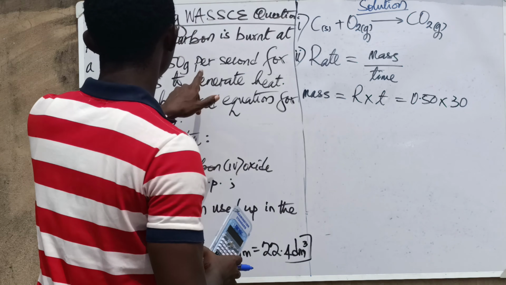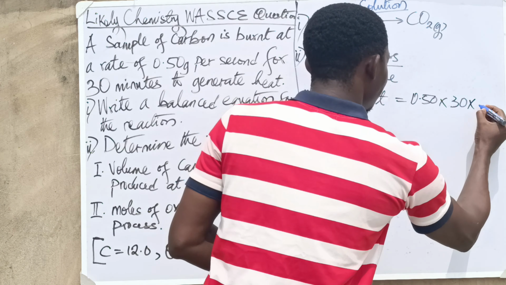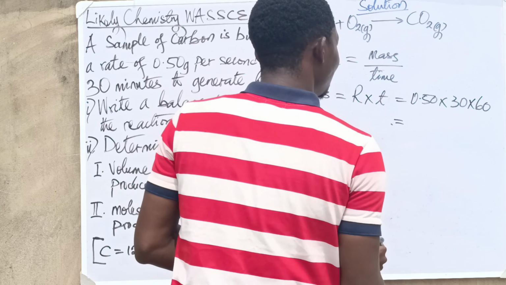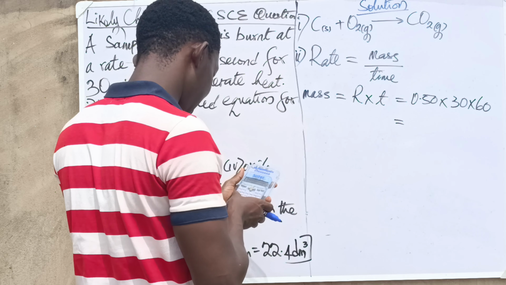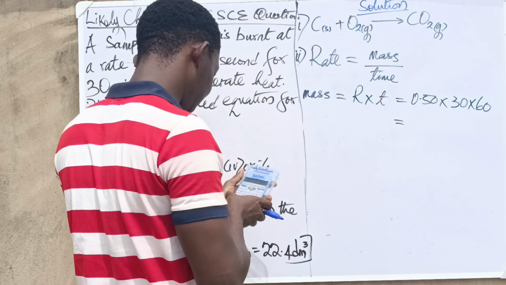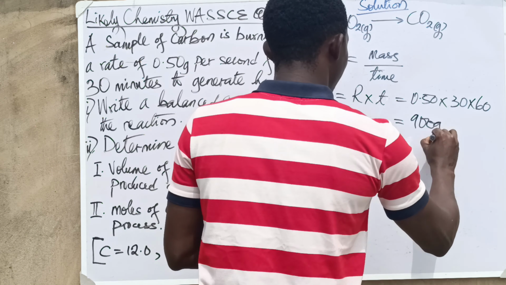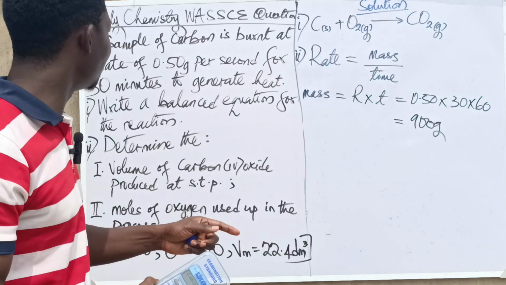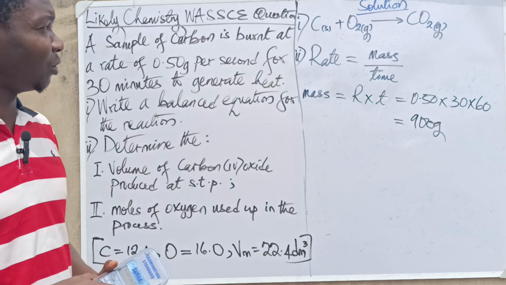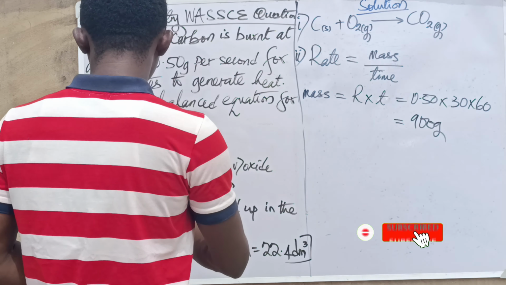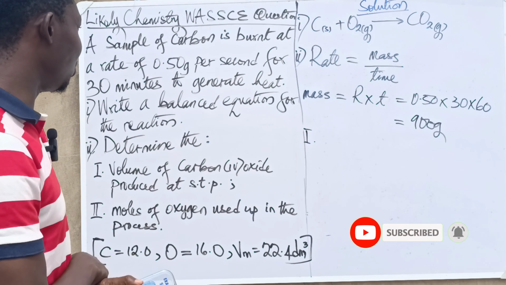Because the rate is in per second, grams per second, we need to convert the time to SI unit by multiplying with 60. So that will leave us with 0.50 times 30 times 60. We'll be left with 900 grams. This is the mass of carbon that actually burnt in this time and at the rate that was stated in the question. Okay? Then, to respond to the first sub-question here, they said the volume of CO2.